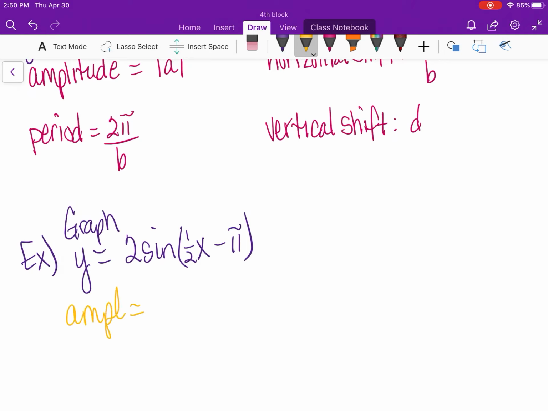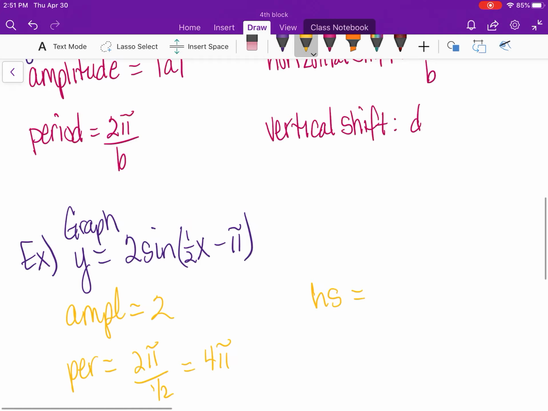All right, and I'm just going to start abbreviating this. So amplitude is the absolute value of A. So in this case, that's a 2. The period is 2 pi over b. So 2 pi divided by, and my b is 1/2. So if I divide by 1/2, that's just like multiplying by 2. So that's going to give me 4 pi.